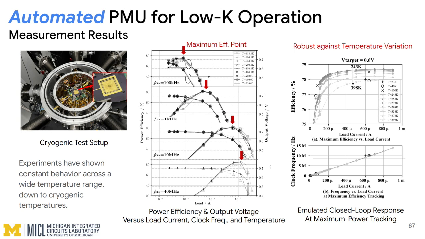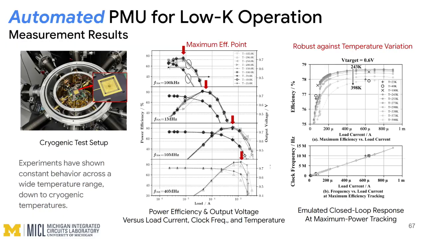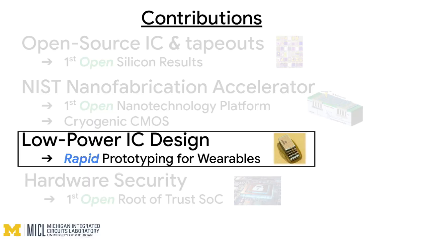We couldn't go below 20 Kelvin because the chip was big, with 400 or 500 IOs, and there was some current of over 20 milliwatts. So our colleagues at NIST weren't able to go below 20 Kelvin. But this is really exciting, to be honest, because we are able to maintain above 80% efficiency on a PMU from 400 Kelvin down to 20 Kelvin. I was also able to send this chip to NIST and reproduce some of these results, which is great.